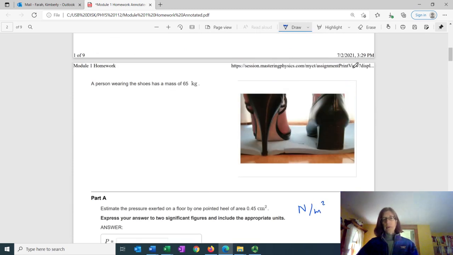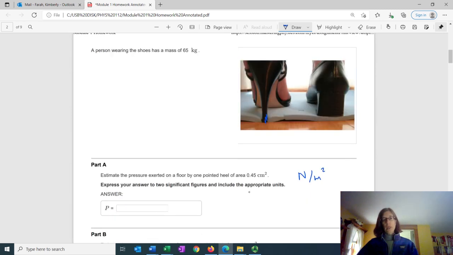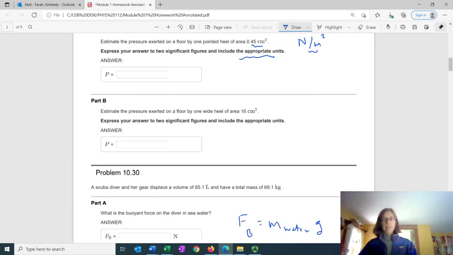This problem, they're asking you to determine the pressure exerted by one heel on an area 0.45 centimeters squared. Include the appropriate units. In this case, you want your units to be newtons per meter squared. And again, you've just got to be careful about your area here.